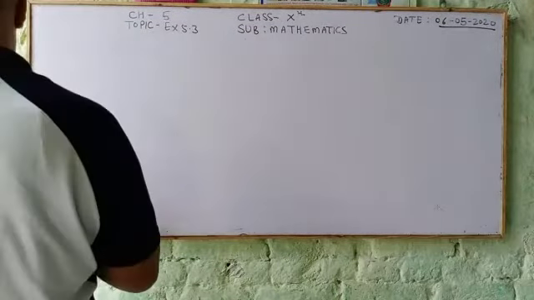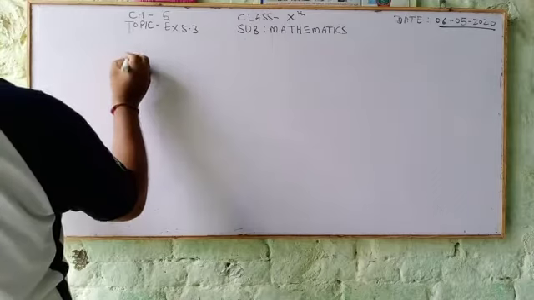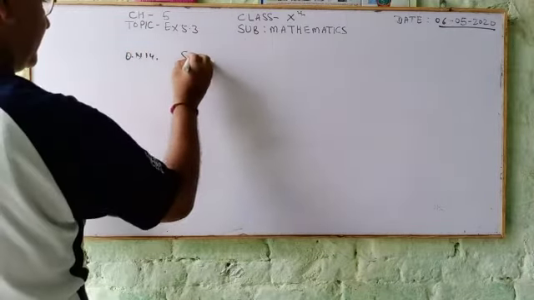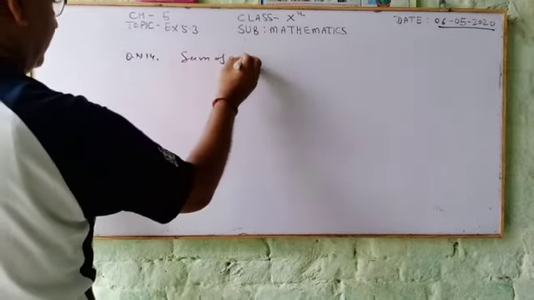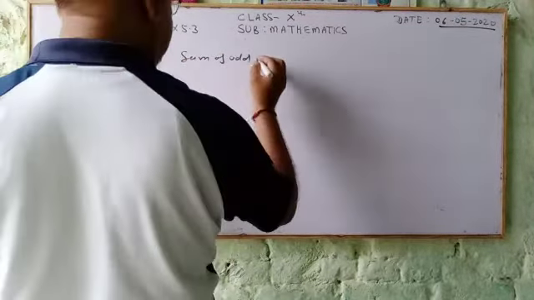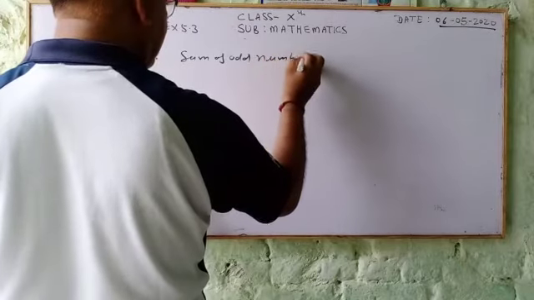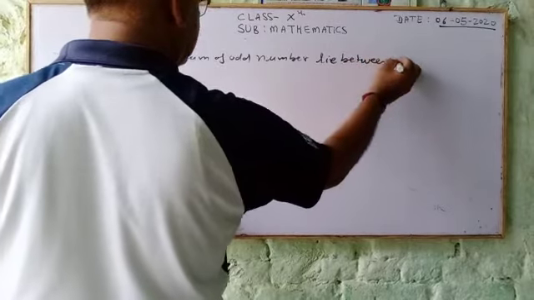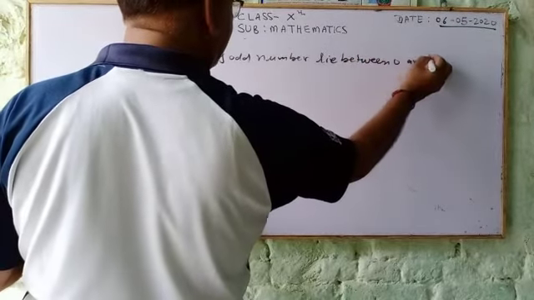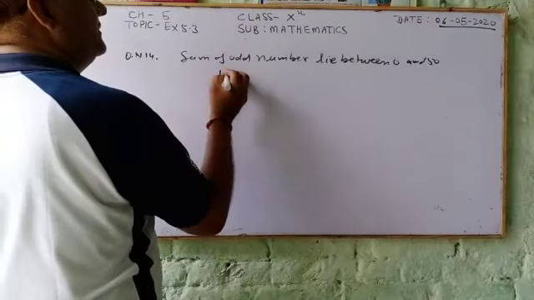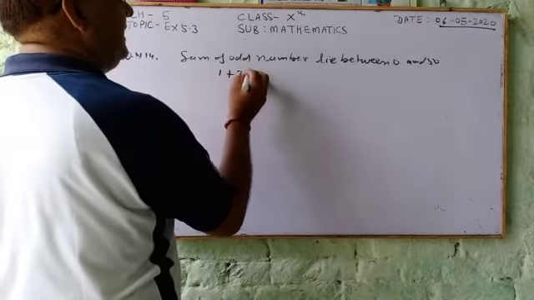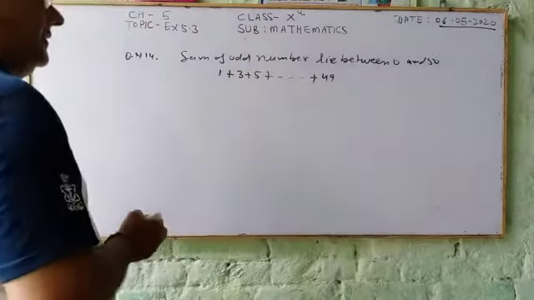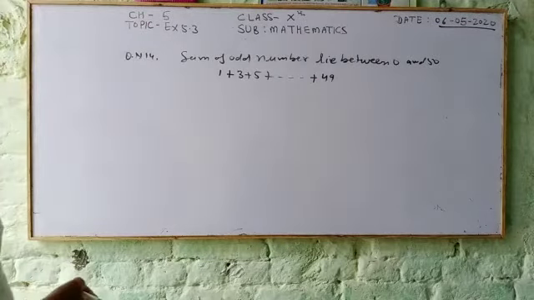Question number 14. Find the sum of odd numbers that lie between 0 and 50. So 1, 3, 5 and the last one, that is 49. These are the odd numbers that lie between 0 and 50.